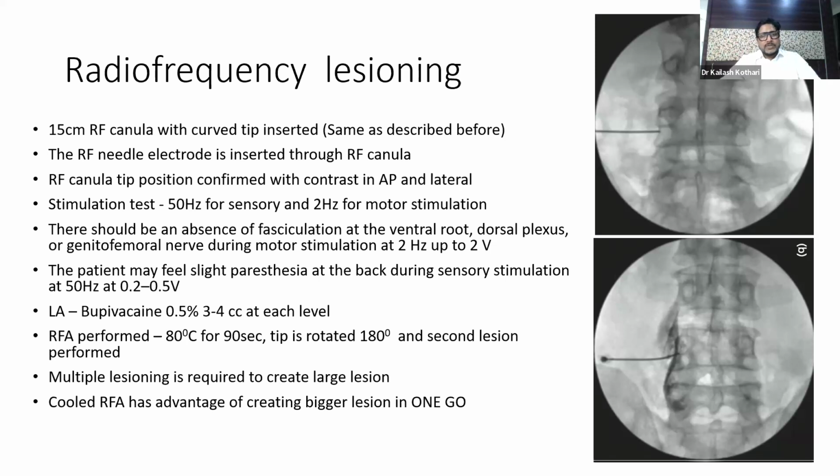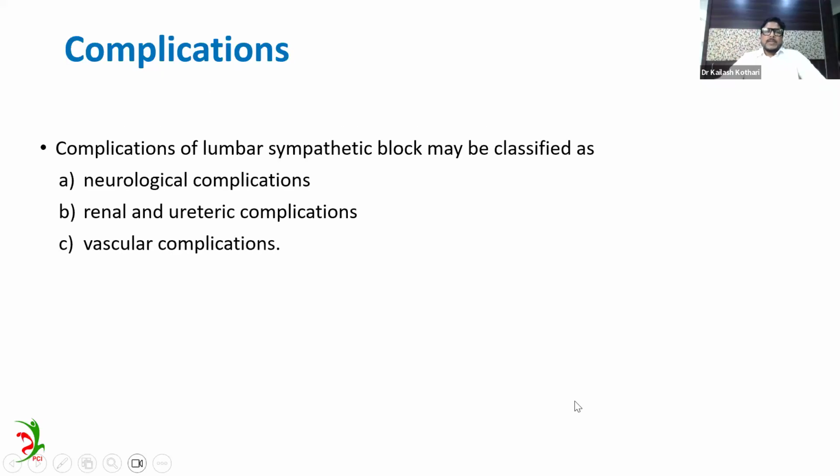And now newer techniques like cooled radiofrequency have the advantage that they can create a larger lesion and can burn most of the ganglion in one go. Now coming to the complications, there are three types of complication you can expect. One is neurological, second is renal and ureteric complications, and third is vascular complication.